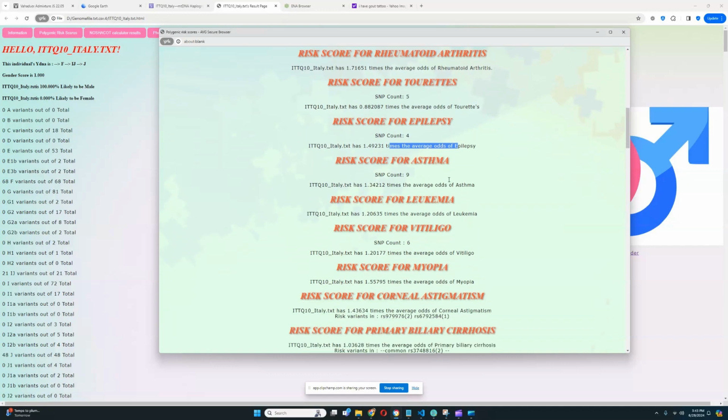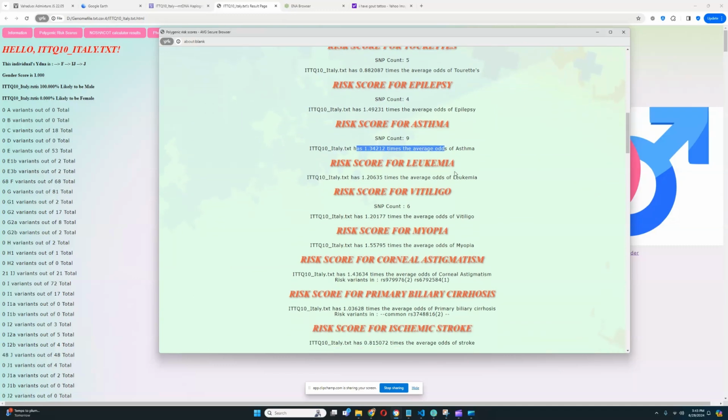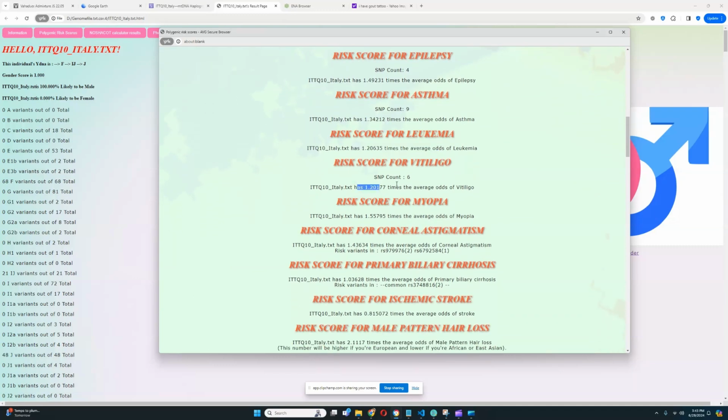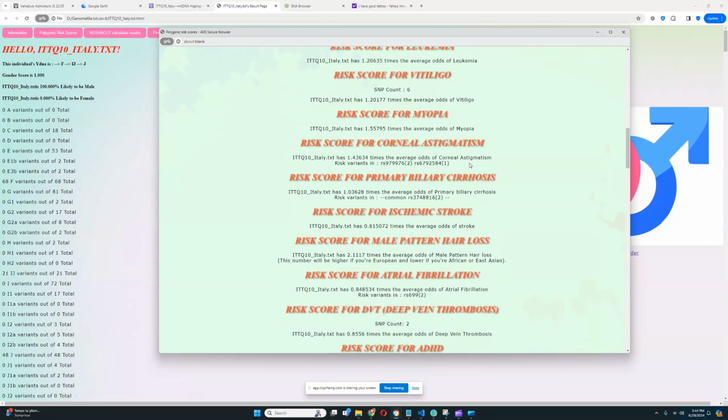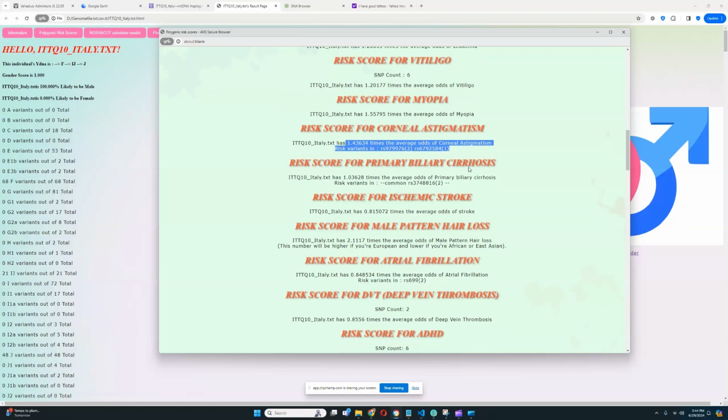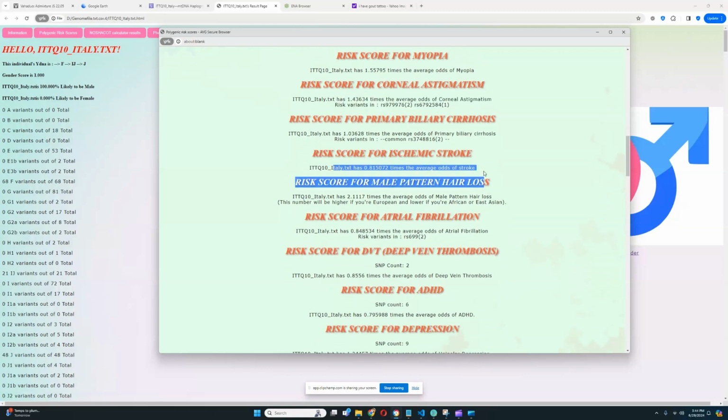He has above averages for epilepsy. He has above averages for asthma, above average for leukemia, above average for vitiligo, above average for a lot of stuff. So he's definitely got a lot of predispositions that are unhealthy. Above average for myopia. Yeah, this individual has a lot of predispositions that are really bad. Like sometimes when I go through these samples I see that they have below average for everything. So in this case, I'm just saying above average for pretty much everything. So I don't even know what to talk about because there's so much above average predispositions to stuff. Above average for corneal astigmatism. Below average for stroke. Finally, something below average.